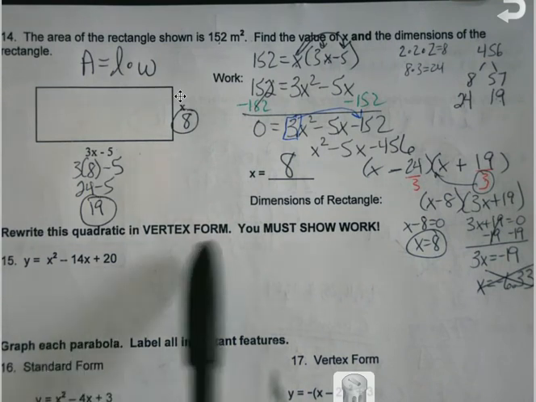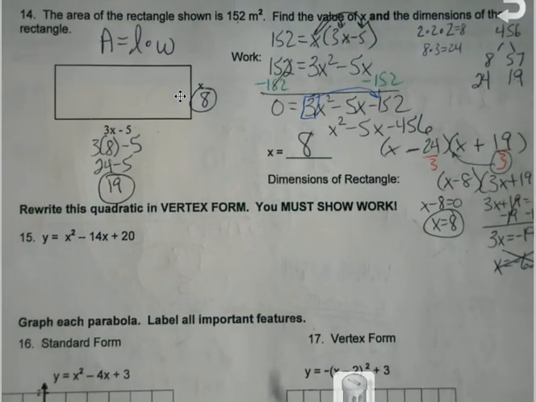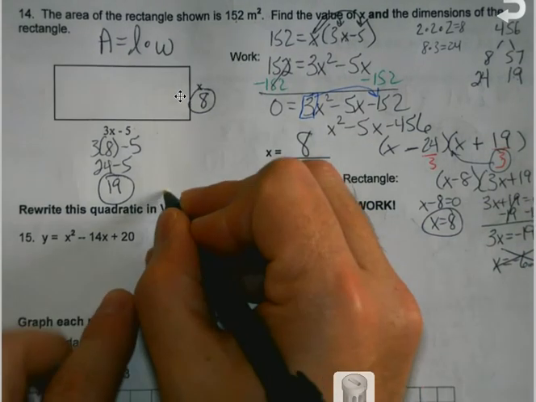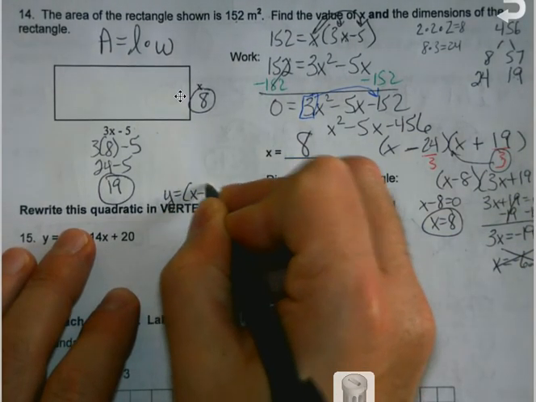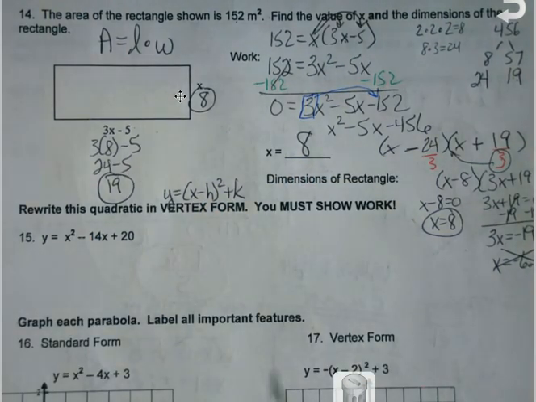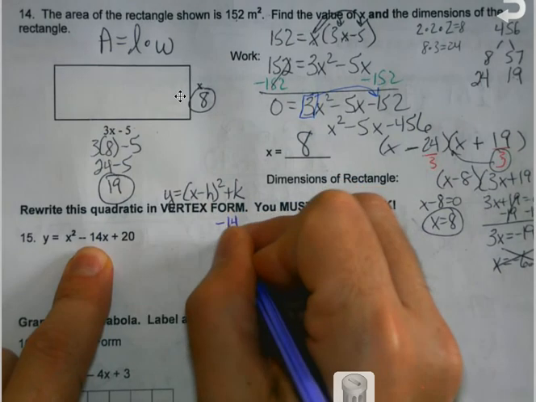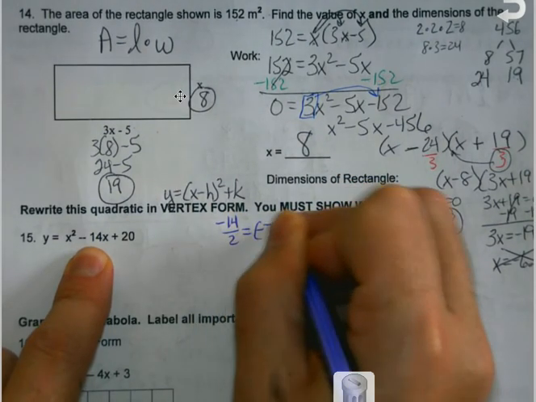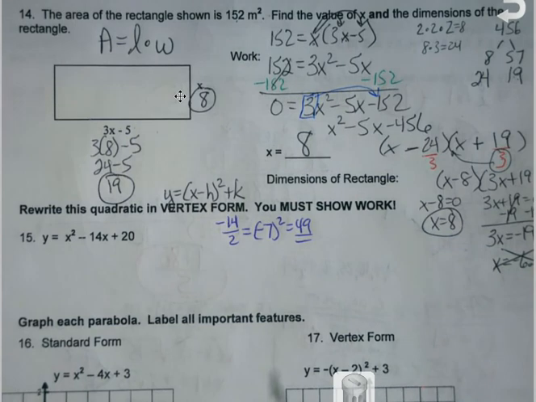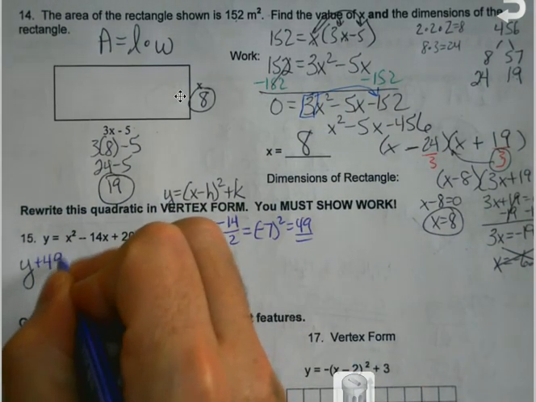Okay? Rewrite in vertex form. You must show work. In other words, we're going to complete the square again. So, now I got to remember back a little bit on this one, how this works. Oh yeah. Vertex form. Here's what I want this to look like in the end. So what I'm going to do, here goes my process again. Take my b value, divide it by 2, square it. But remember, this time, we're going to add it to the y side.